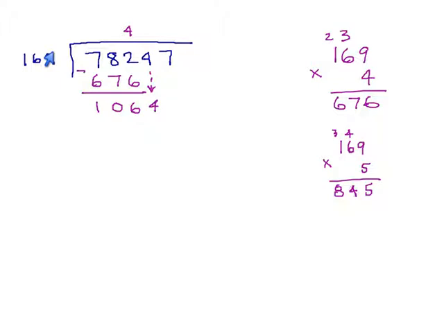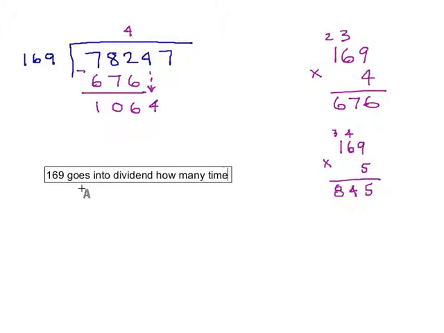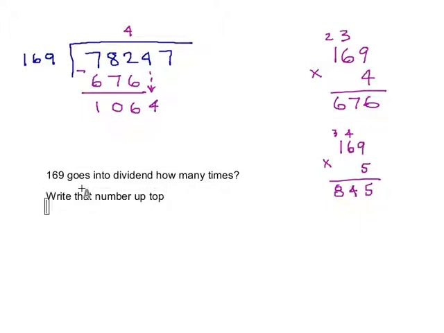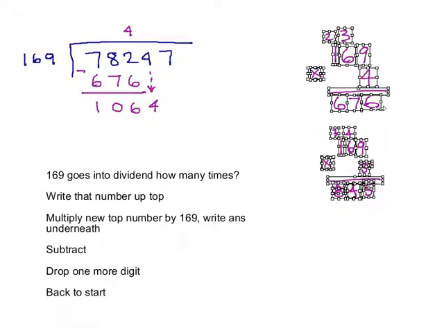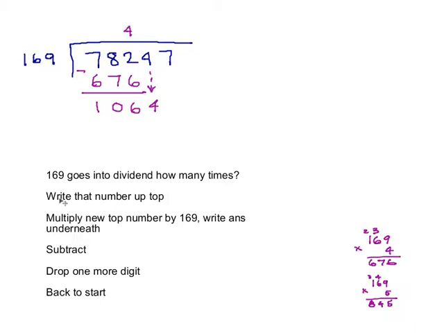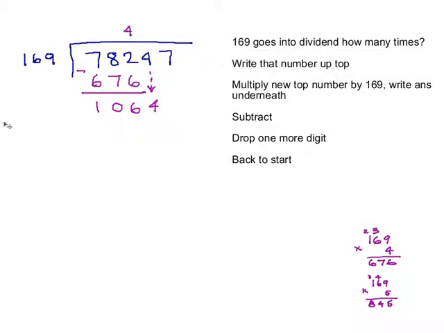So, tell you what, let me summarize the steps. We'll get them in a list here, and then we will follow them rigidly like a computer program and see if they work. So it's 169 goes into dividend how many times? Write that number up top. Multiply new top number by 169. Write answer underneath. Subtract. Drop one more digit. And go to 10 if you get the reference. Go back to the start. So I'll tuck these off here. All right, I'm going to reboot the question slightly now that we have these steps, and we'll just make sure we're following those faithfully, and it should work.